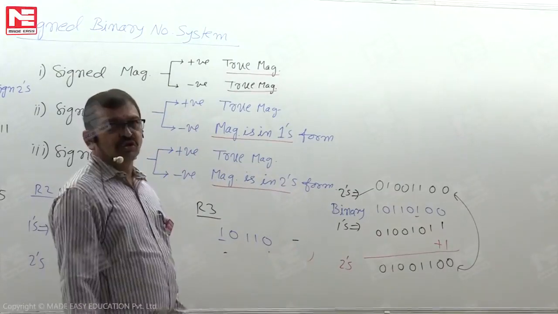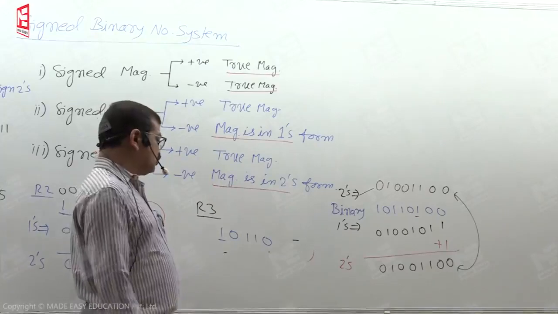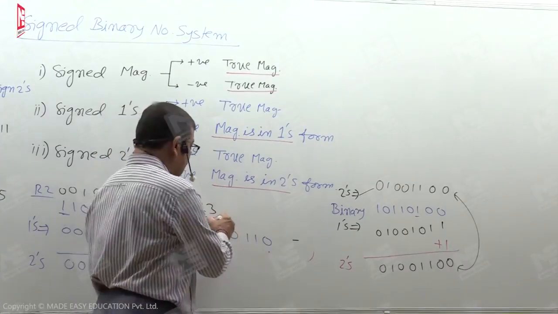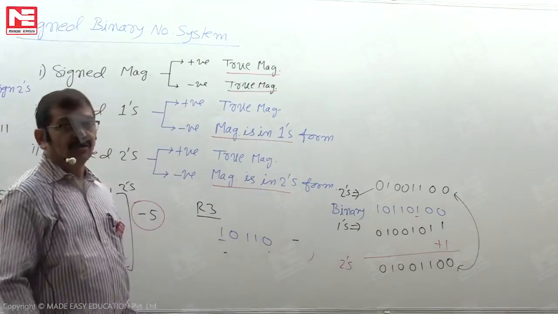The magnitude is not the true magnitude. The magnitude is in 2's complement form. To read the true magnitude, we need to perform the 2's complement operation on the total content of the register. Note well the wording that I am using.